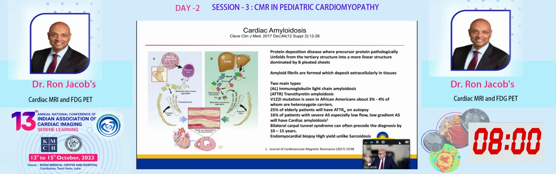You have the AL, which is an immunoglobulin, secondary to light chain amyloidosis. And then you have the ATTR variant, and the ATTR variant has two types. There's a wild type strain and a strain that's not the wild type. One other important mutation that we talk about here, at least, is the V122L mutation seen in African Americans, and about 3 to 4% are heterozygote carriers.